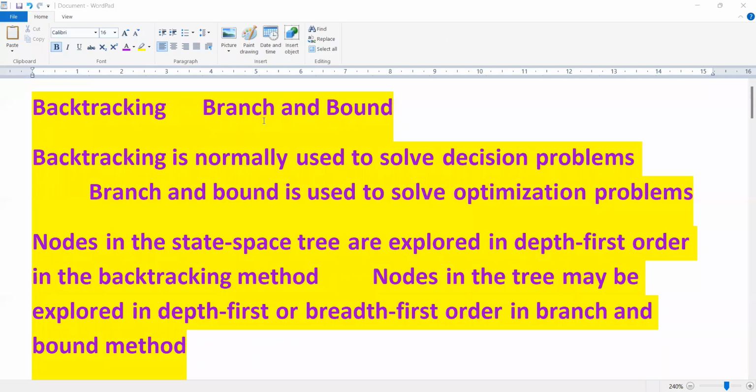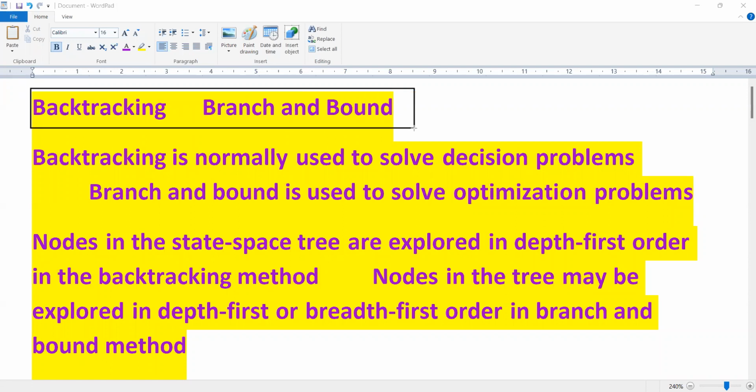Good morning, students. Today we are going to discuss the difference between backtracking and branch and bound.